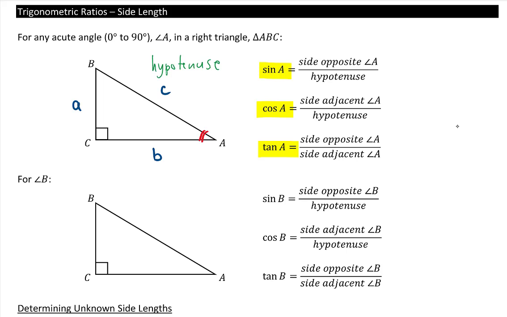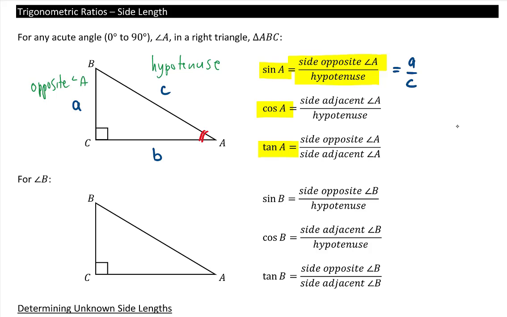Next, for the sine ratio, for example, we need the side opposite angle A and the hypotenuse for the ratio. Well, the side that's opposite angle A we know is side A. So the side opposite angle A is right here. This is opposite angle A. So for our sine ratio, it is the side opposite angle A, which is side A, divided by the hypotenuse, which is C. So the sine ratio is just A divided by C.